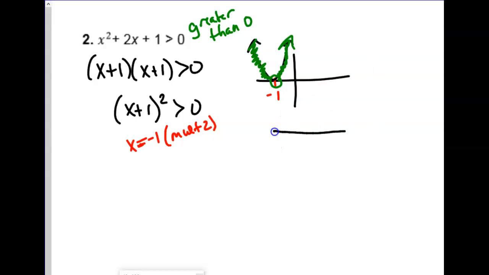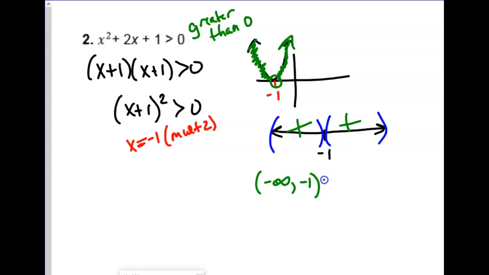So if you wanted to switch this over to a domain line, a line graph, it's positive here and it's positive here. However, you can't include -1. So what does that look like when I write it as a domain interval? It goes from -infinity to -1. How do I not include it? Parenthesis. And then how do I go to the other side of it? Union. Very good. And then again, I don't include -1, but I continue on forever. That was a bit of a trick question. Sorry. All right, let's see a more typical one.